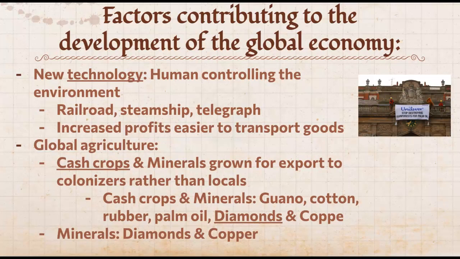So this means that the farming that they did, the digging that they did, is not for their local populations. It's going to be for populations outside of Africa, outside of Asia, outside of the Americas, typically Europe. Cash crops are going to include things like guano, cotton, rubber, palm oil, diamonds, and copper, as well as rubber. Rubber will be extremely influential, as we will see soon. Here we see a little picture. This is of a state currently protesting the usage of palm oil.